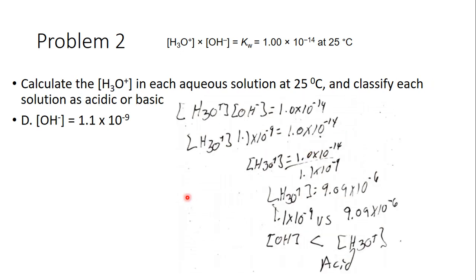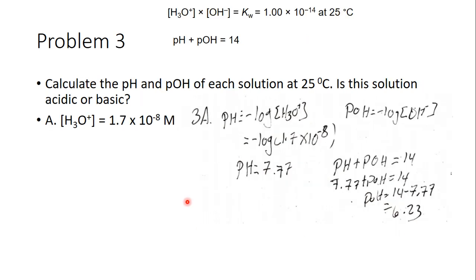And D, for that problem, it's the same thing, but this time we're starting with hydroxyl, OH minus. Sorry, not hydronium. Hydronium is H3O plus, hydroxyl is OH minus. So we do the same thing where we solve for H3O plus. We compare the two numbers, and we see this time our acid number is bigger than our OH number, which means this is acidic.